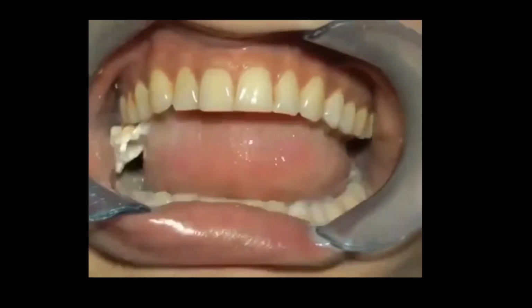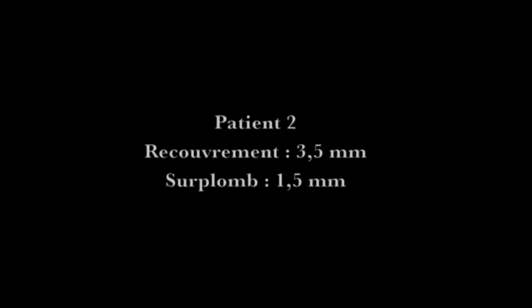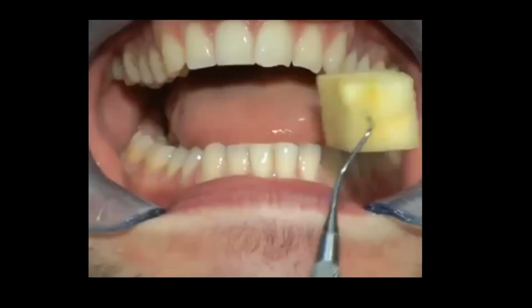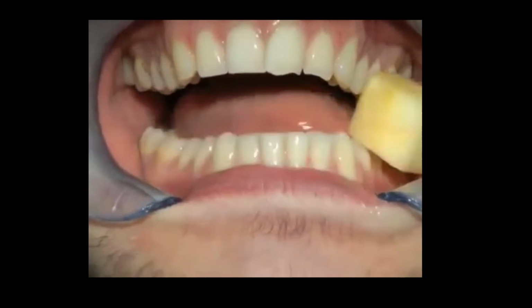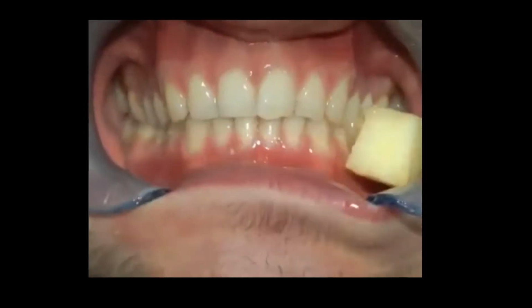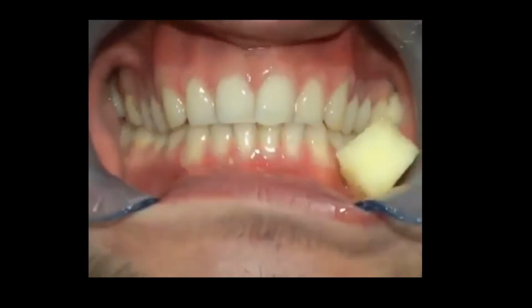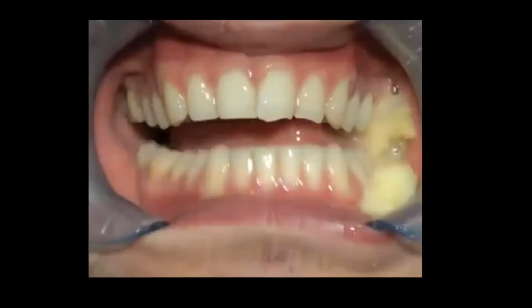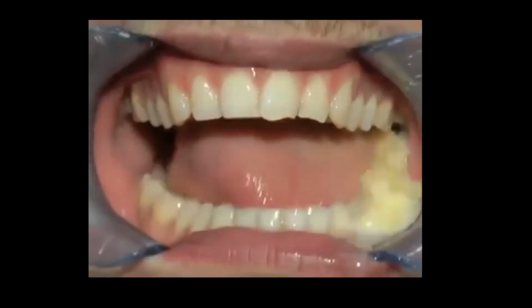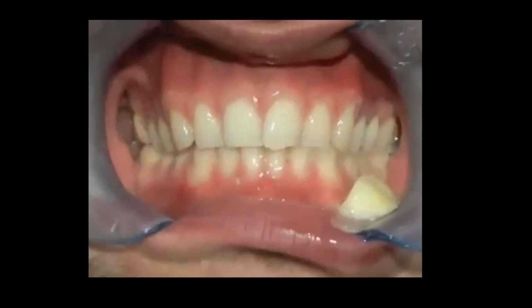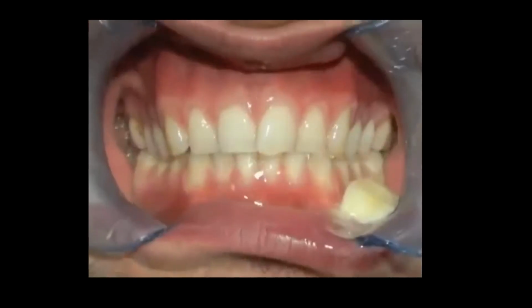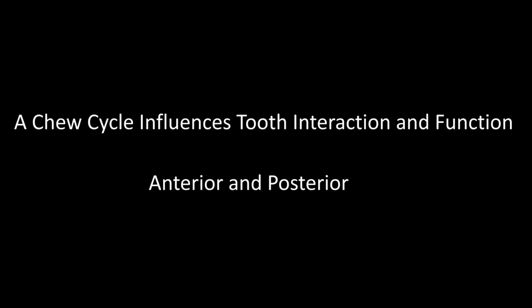And in the next video of the patient chewing, I want you to pay particular attention to the chew cycle. Look at what's different from the other ones. It's a different patient. You see how it's more vertical? Look at that chew cycle, it's more up and down. Isn't that fascinating? So now teeth have to operate within that chew cycle, so a chew cycle influences tooth interaction and function, anterior and posterior.